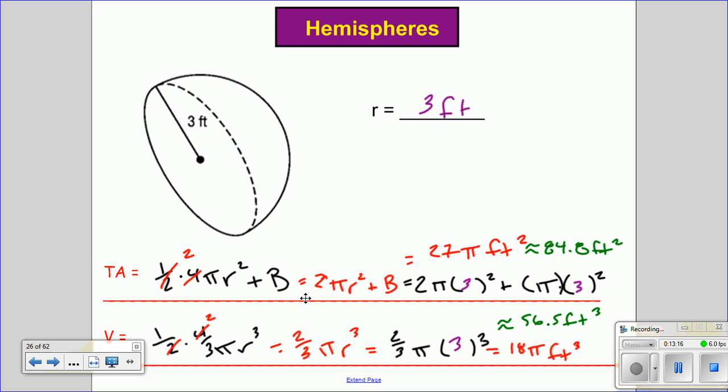Feet cubed. So that's spheres and hemispheres.